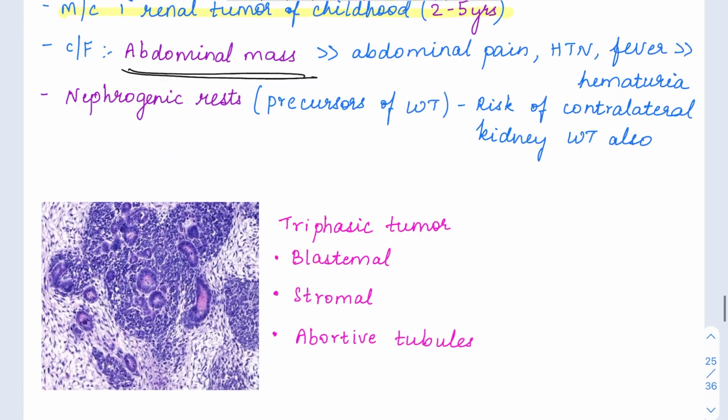Okay. And then the precursors for Wilm's tumor will be certain nephrogenic rests. So these are nothing but embryonic rests only. So they can undergo malignant transformation and form this Wilm's tumor. So if you are able to see a nephrogenic rest on microscopy, you will have to keep the patient under follow-up because there is going to be an increased risk of developing Wilm's tumor in the contralateral kidney as well. Okay, so documenting the presence of these nephrogenic rests is quite important.